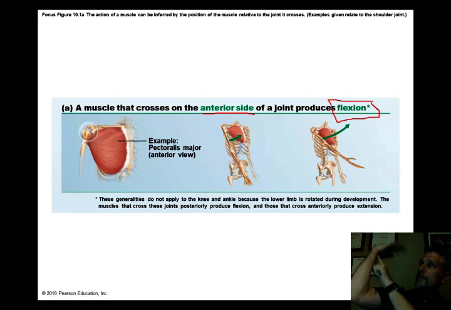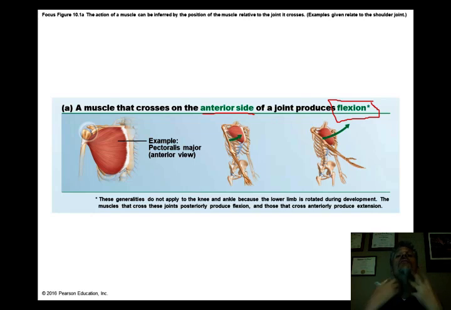Flexion of the wrist, we're decreasing the angle here. So generally those flexors are going to be on the anterior side. So the muscles here on the anterior side are going to produce flexion.